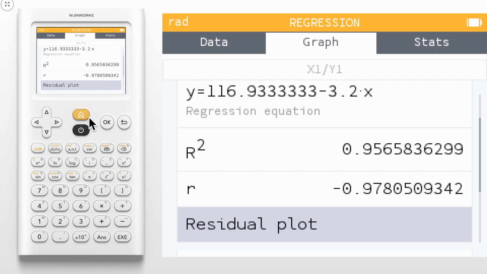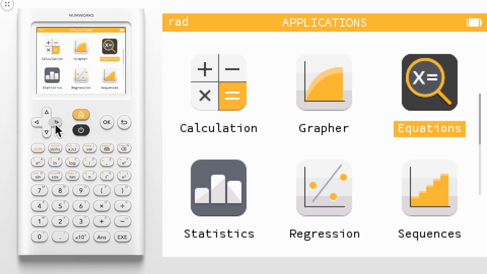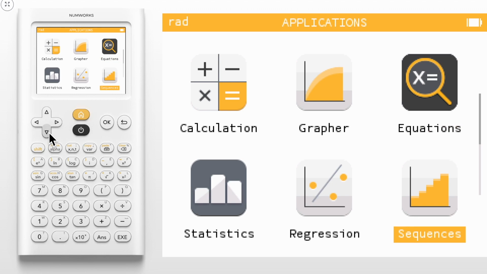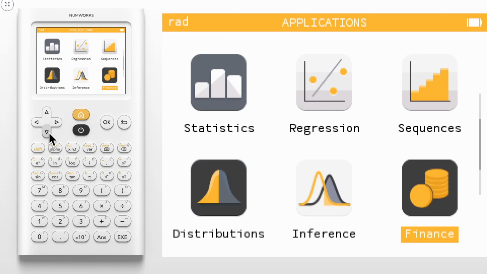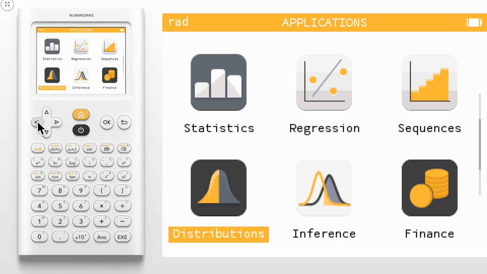The last applications that we will talk about are new applications that have been added to NumWorks. Before, the equation application was both the equation and the financial solver. These two apps have been split so that equation has its own app and the finance has its own app as well. Another split that we've done is we have divided our statistical distributions and inferences into their own applications as well. They still have all the same great features, they'll just have their own apps.